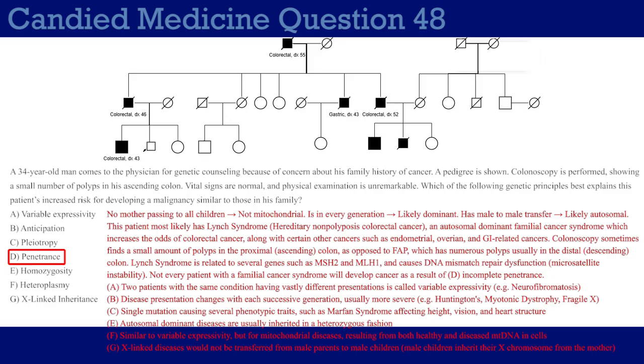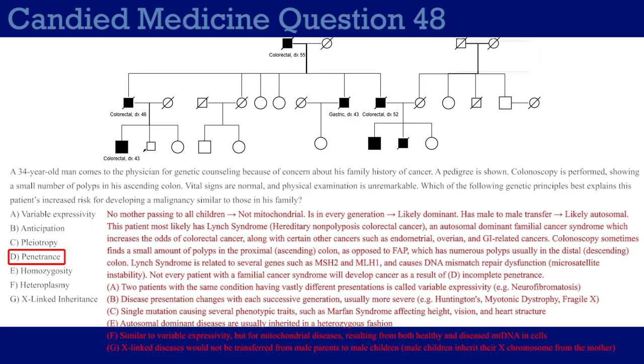Choice G, X-linked inheritance. I mean, we already talked about it. This is an autosomal dominant condition in this case. If this was an X-linked disease, you would not see a male parent passing to a male child. Because again, a dad cannot pass their X chromosome to a son because they're giving the Y chromosome. That's what makes them a son in the first place.